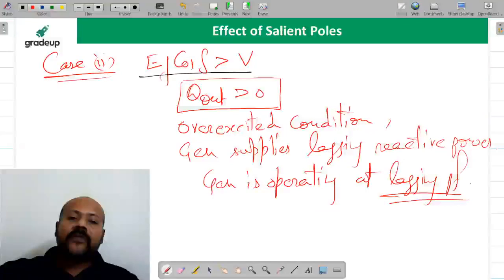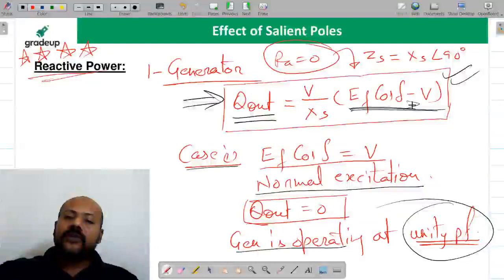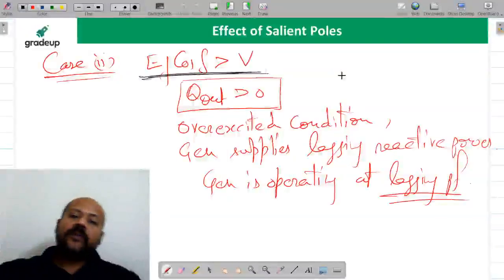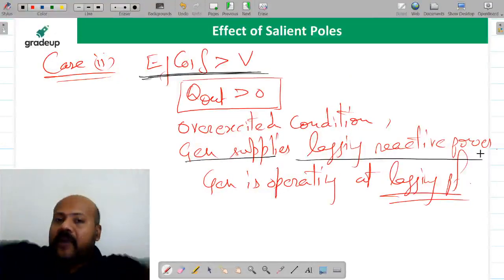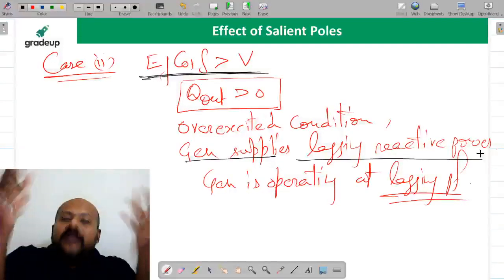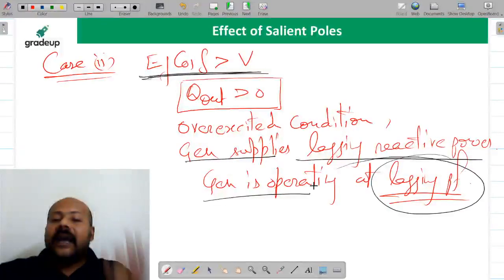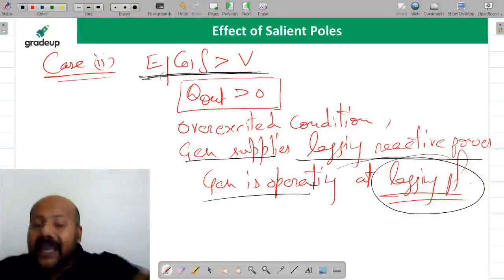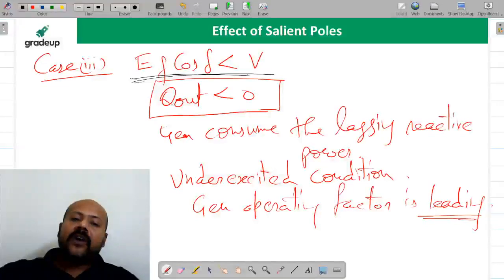Second case, EF cos del is more than V. When, beta, EF cos del is more than V, then what is going to happen? Q out is going to be positive. When Q out is positive, it means your generator is going to supply the lagging reactive power. If you are supplying positive power, then you are a generator. Yes or no? So your generator is operating at lagging power factor because you are supplying lagging current, beta. Now come to the third case. Third case, when EF cos del is less than V, Q out is going to be negative, beta.